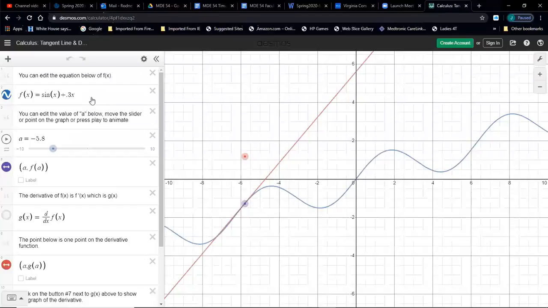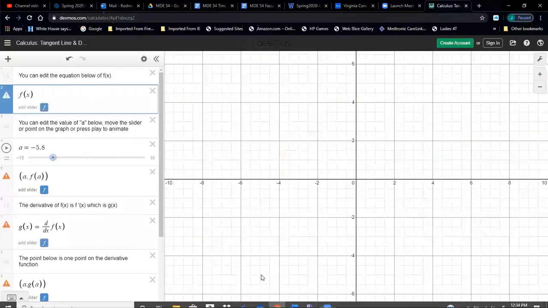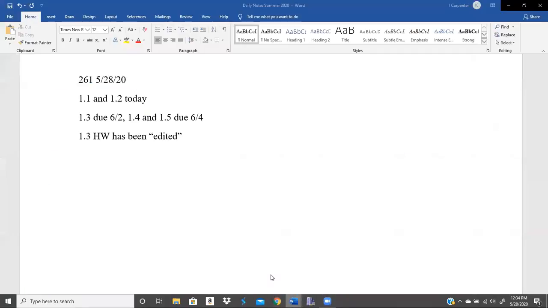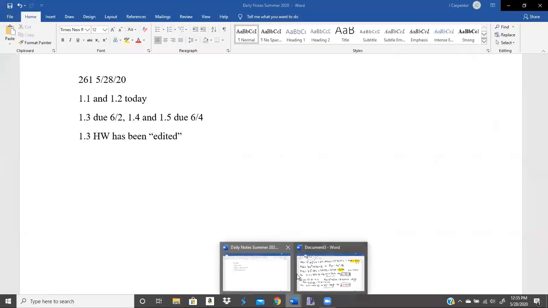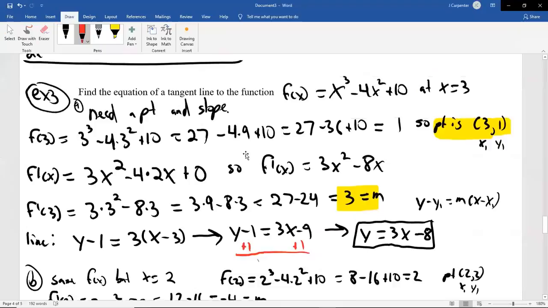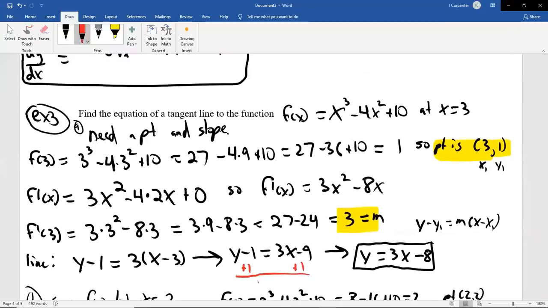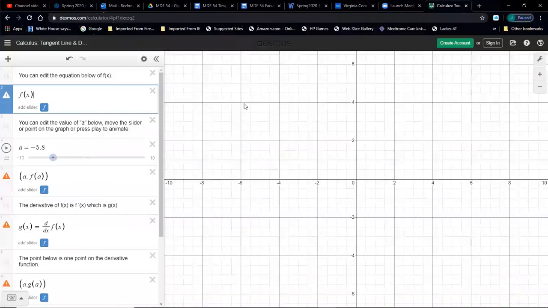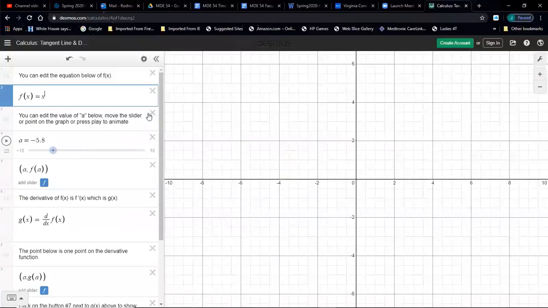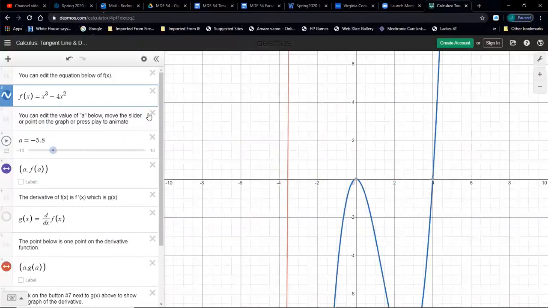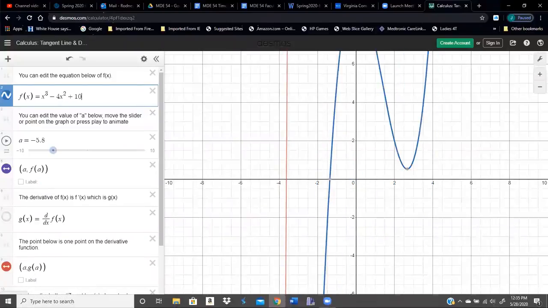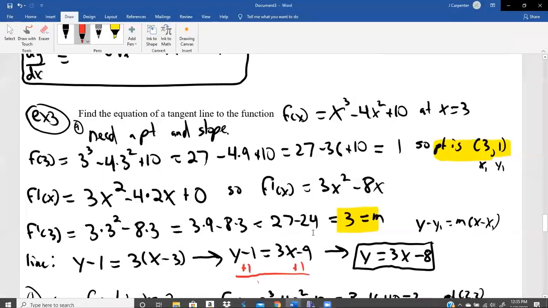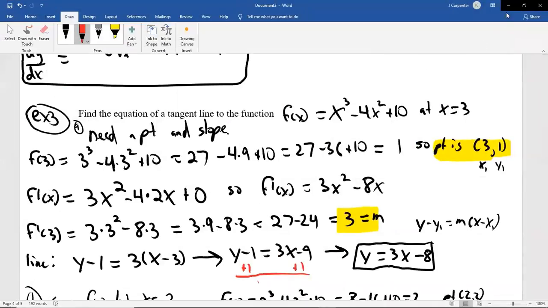All right. So that function was the wrong thing. X cubed minus 4x squared plus 10. X cubed minus 4x squared. X cubed minus 4x squared plus 10. Let me confirm that that's right. X cubed minus 4x squared plus 10. Okay.